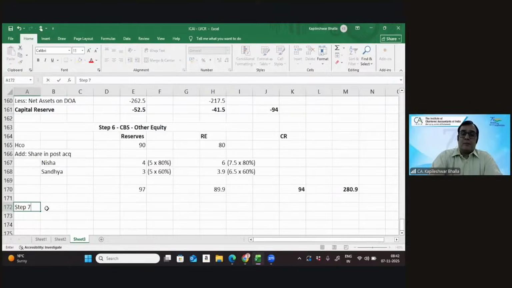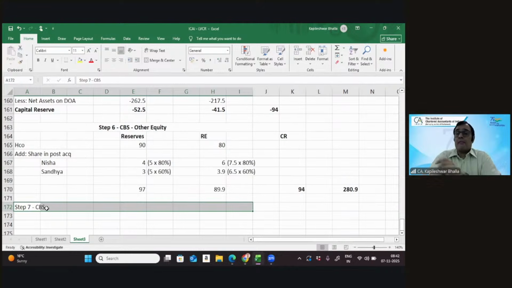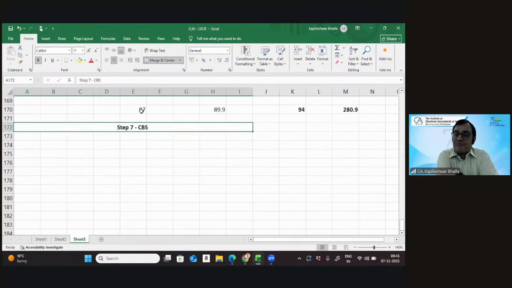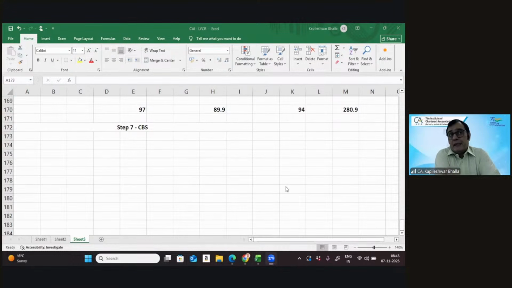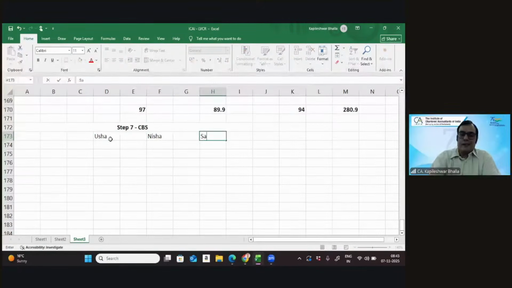So let's go to step number 7, that is the consolidated balance sheet. Now we need to be careful further, because now we need to consolidate how many balance sheets put together. Would you like to tell me how many balance sheets are going to be consolidated in this case? That's right, 3. The parent company Usha and the subsidiaries Nisha and Sandhya. So let's take a column for Usha, a column for Nisha, a column for Sandhya, a column for adjustments, if any, and a total column as well.